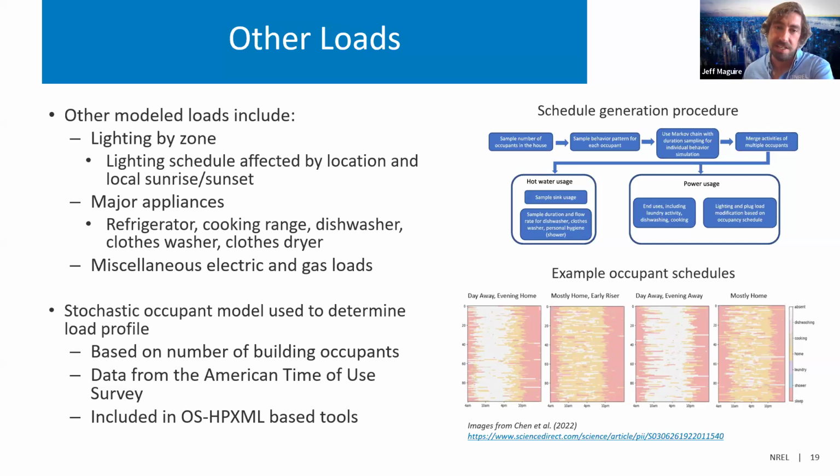So there's some examples here of the procedure for generating those schedules, based on clustering together similar occupants to come up with reasonable guesses at what people are doing at different times of day. These schedules are actually coming to us directly from OSH PXML based tools like BEopt and ResDoc. We are not doing the stochastic generation in OCHRE itself, but we're taking advantage of a lot of great work that other people have done to come up with this approach.